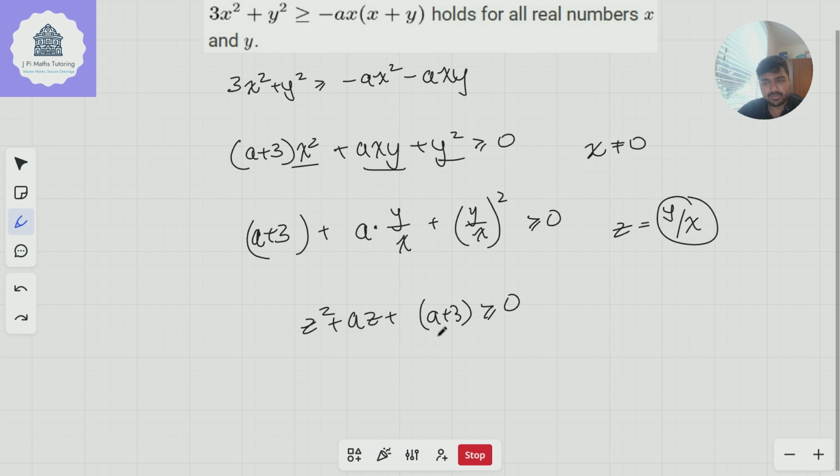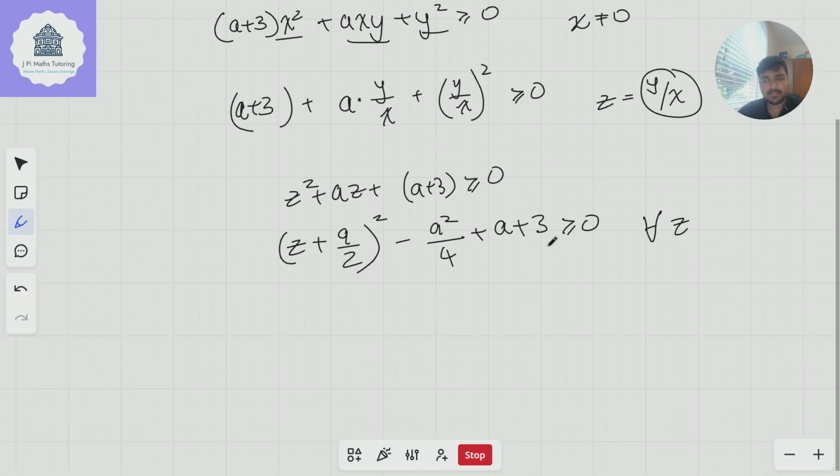Okay, how do I do this? Well, there's a few ways you can do this. I'm just going to complete the square. It's probably the easiest way to do this. So it's going to be z plus a over 2 squared minus a squared over 4 plus a plus 3. We need that to be at least 0 for all values of z.